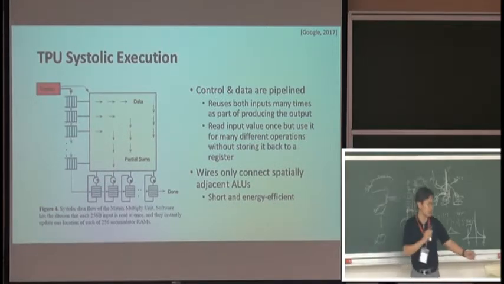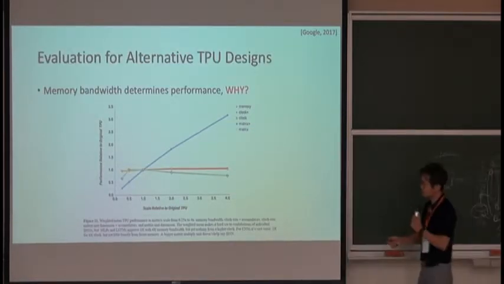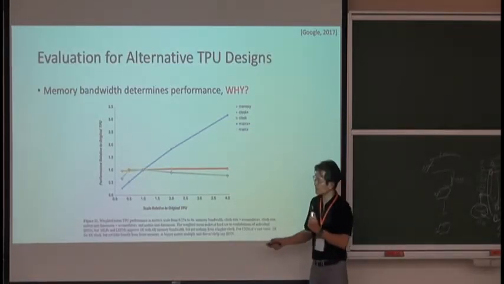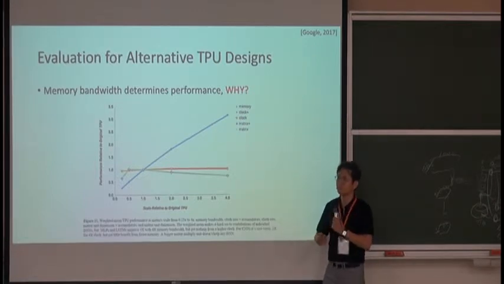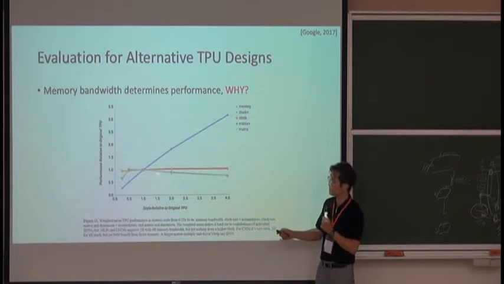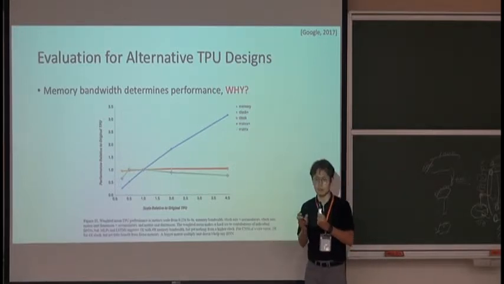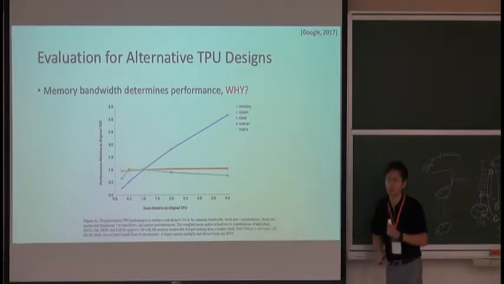But the problem is, as I mentioned, after designing the TPU chip, they changed some key parameters. But the performance did not change, except in this case. This one, memory bandwidth. As I mentioned, memory bandwidth is the bottleneck in their design, as you can see here. So why?